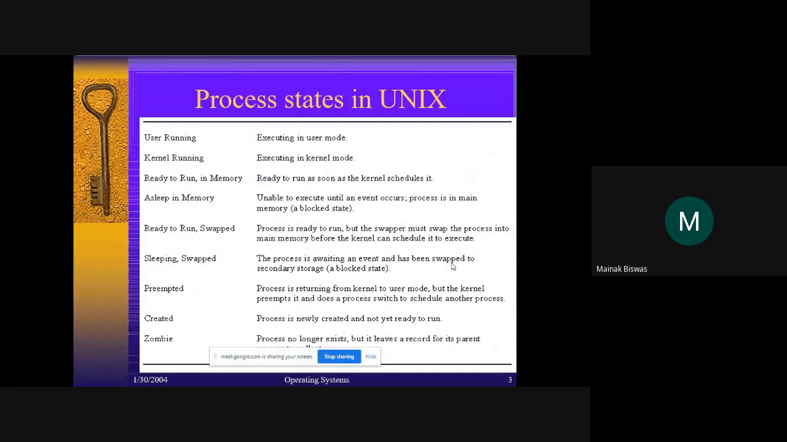Asleep in memory means the process is unable to execute until an event occurs. So it is waiting for an event. The process is in main memory, but in a blocked state. That is what you can call asleep.